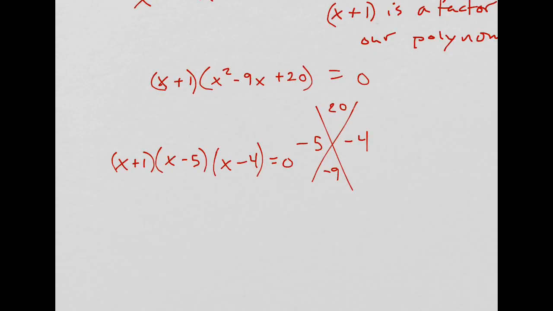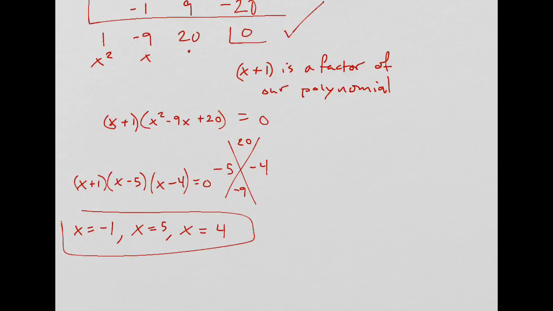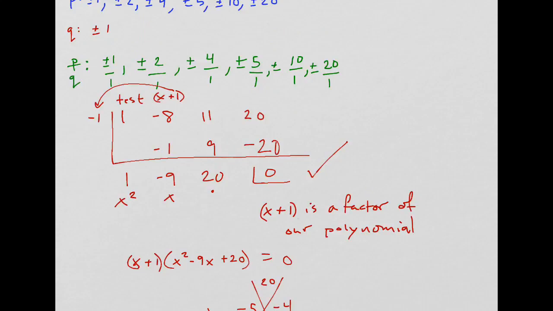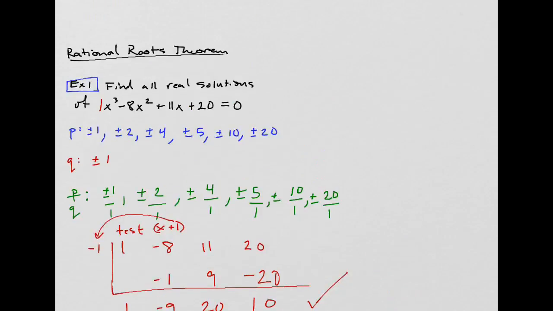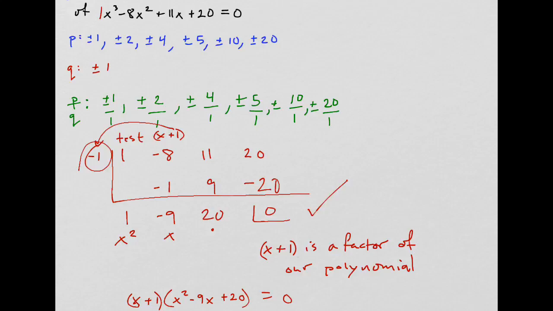So I can set each piece equal to 0 and solve. That's just going to be really easy. x equals negative 1, x equals 5, x equals 4. So we got all those 3 answers. And look, that's what I was saying with the synthetic division. So what the heck did I just do? What was all of this? To find all real solutions, we're trying to figure out guesses. That's the p's divided by q's. And then it just happened to be, first try, I got a guess that works.